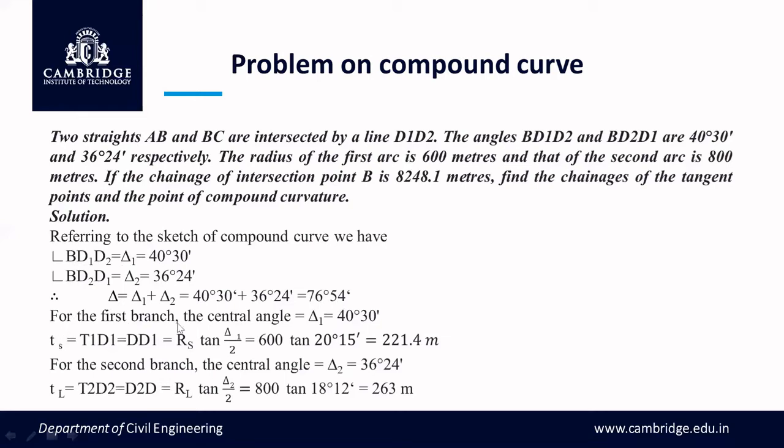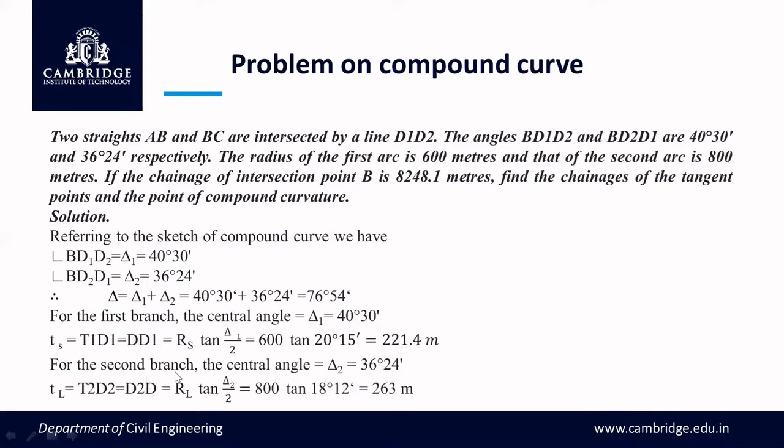For the first branch, the central angle is equal to delta 1, that is 40 degrees 30 minutes. Therefore, the smaller tangent length TS is equal to T1D1, which is equal to D1D, that is equal to RS into tan delta 1 by 2, which is equal to 600 into tan 20 degrees 15 minutes. That yields a value of 221.4 meters.